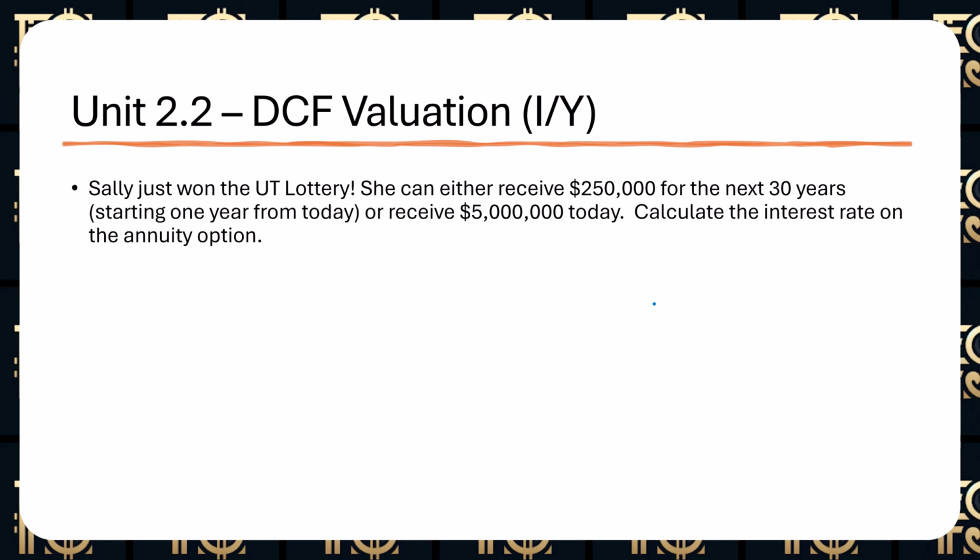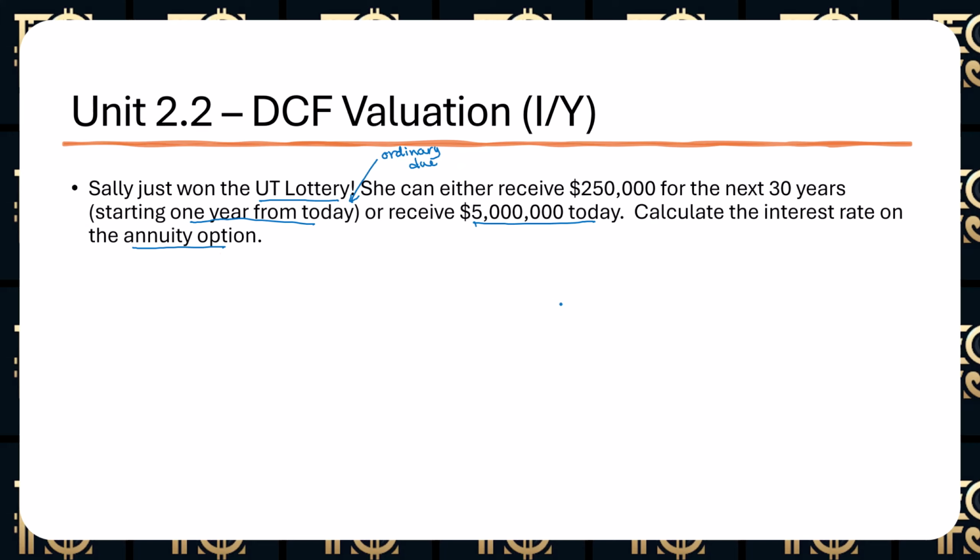All right, next question. Sally just won the UT lottery. Congrats, Sally. She can either receive $250,000 for the next 30 years, starting 1 year from today. That's the tell that this is an ordinary annuity. We learned these tricks in the last video. Or she can receive $5 million today. Calculate the interest rate on the annuity option.